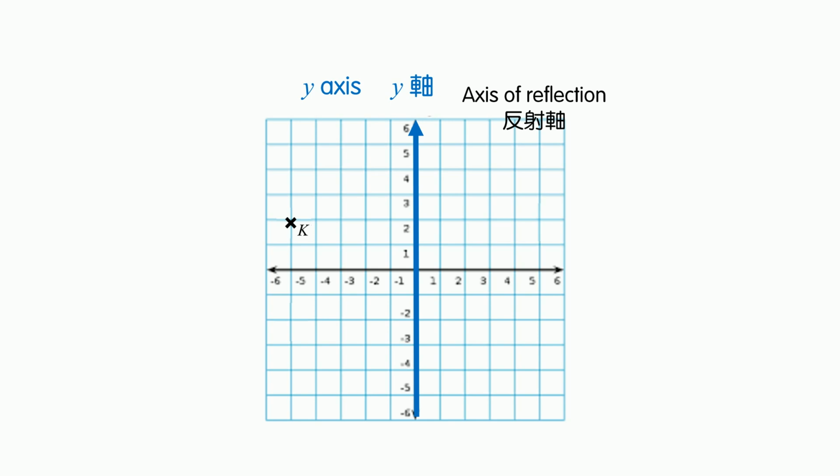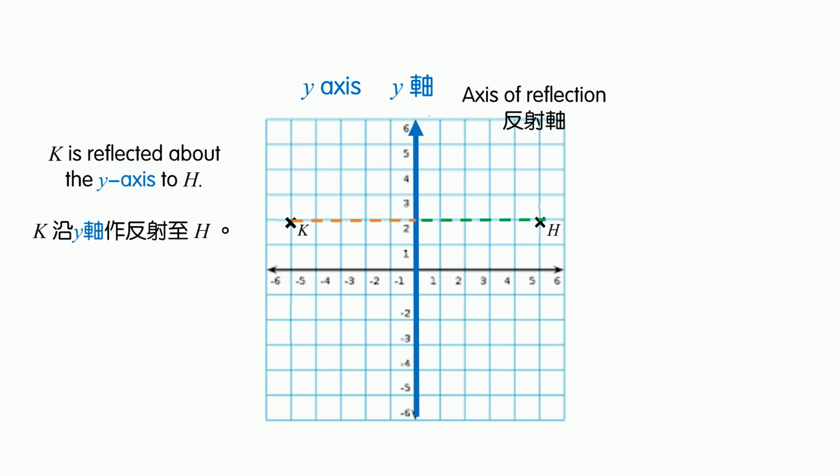According to the reflection rule, we need to consider the distance between K and the axis of reflection first. After reflection, this distance remains unchanged. That's why K is moved to point H like this.